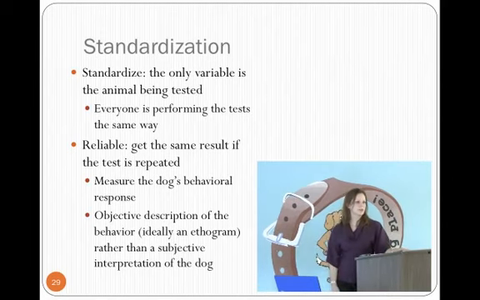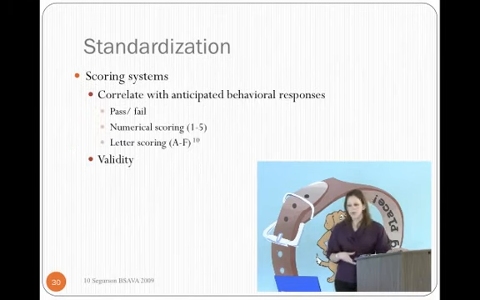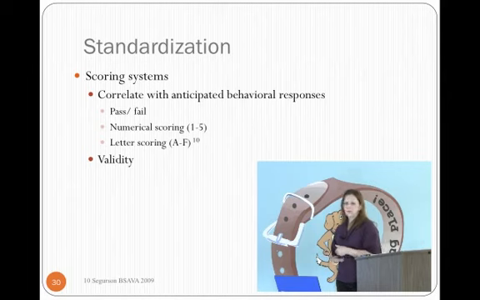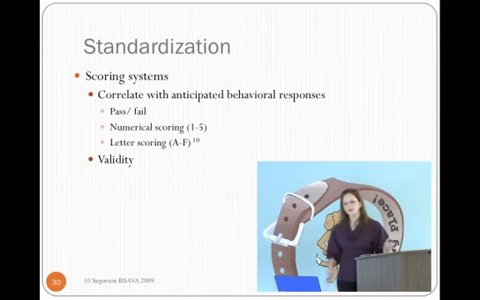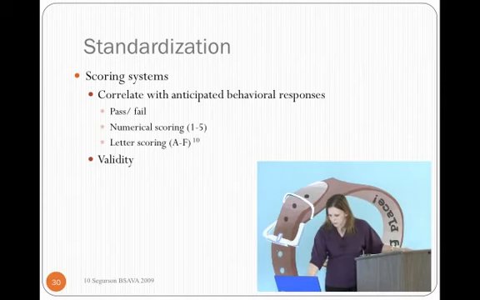And then we have to look at our scoring systems. Our scoring systems have to correlate with the types of behaviors that we expect to pick up. Some of the ones that you may see out there are pass-fail, so maybe very yes, no, the dog shows aggression or does not, and they've got it set up on what their definitions of aggression are. They may have a numerical scoring, so they look at the severity or the intensity of the behavior and score it that way. Or they may have a letter scoring. Whichever system they choose to use, they need to have some type of key that says, okay, a B- is this type of behavior. And then we also have to look at validity, and that's something we'll touch on in a few moments.